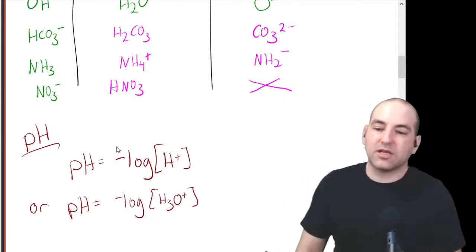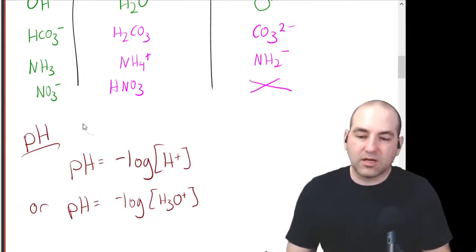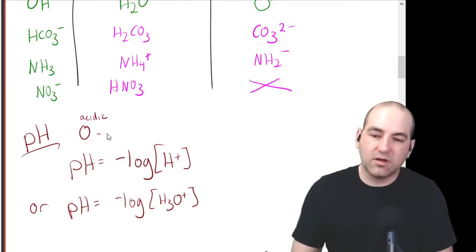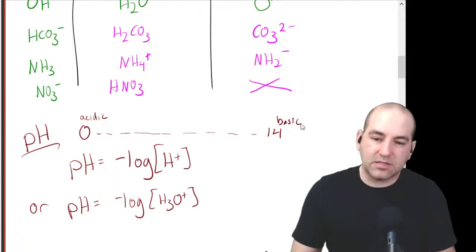Now, the way the pH scale works is it goes from about 0 at the most acidic. It can go a little negative too, to 14 at the most basic, and then 7 in the middle we usually say is neutral.